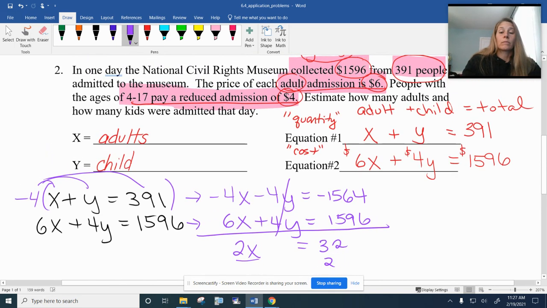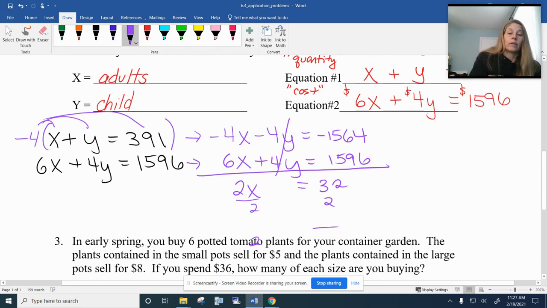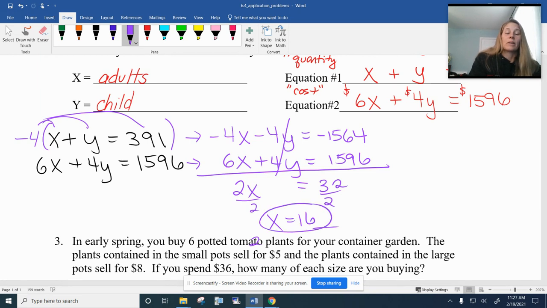Got a little funky there. And we get x equals 16. So again, what does that x represent? Well, the x over here, we decided represented adults. So that means there are going to be 16 adults attending this museum.